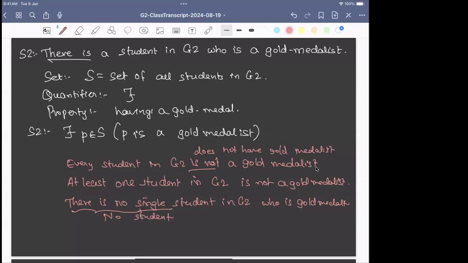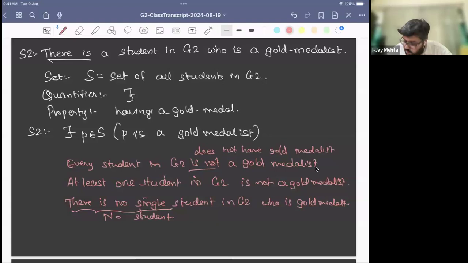Sir, there is a student in G2 who is not a gold medalist. So here also it is "at least one." So I can write here "there is a student." At least one, so that is fine. No, it's covered. It's just English only. Priyanshi.